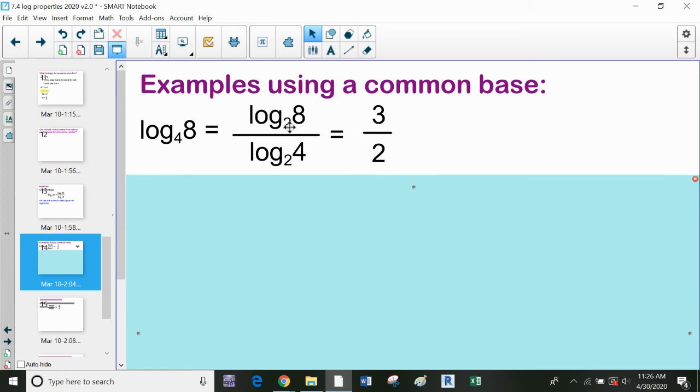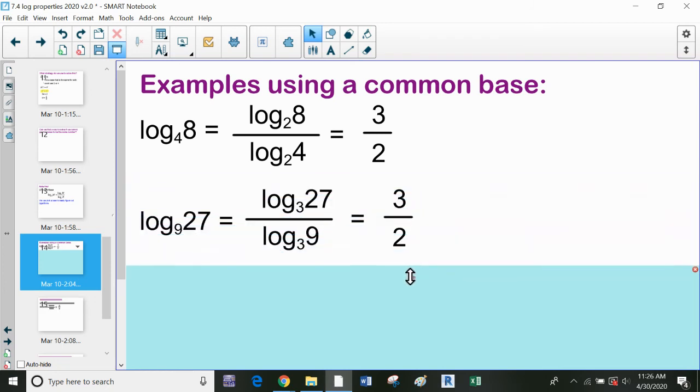So what exponent do I put on 2 to equal 8? That's what a log is asking. It's just asking what exponent do I put on my base to get this number? I put a 3 on it. 2 cubed equals 8. Down below, what exponent do I put on 2 to make it equal 4? Well, 2 squared is 4. So 2.